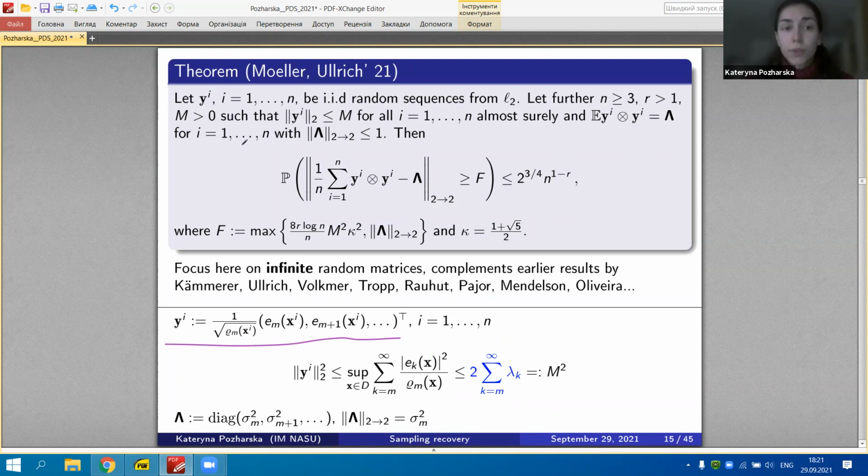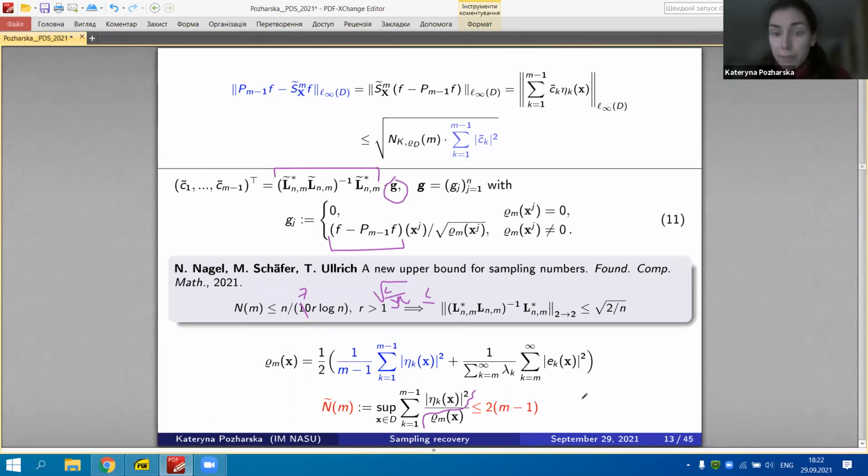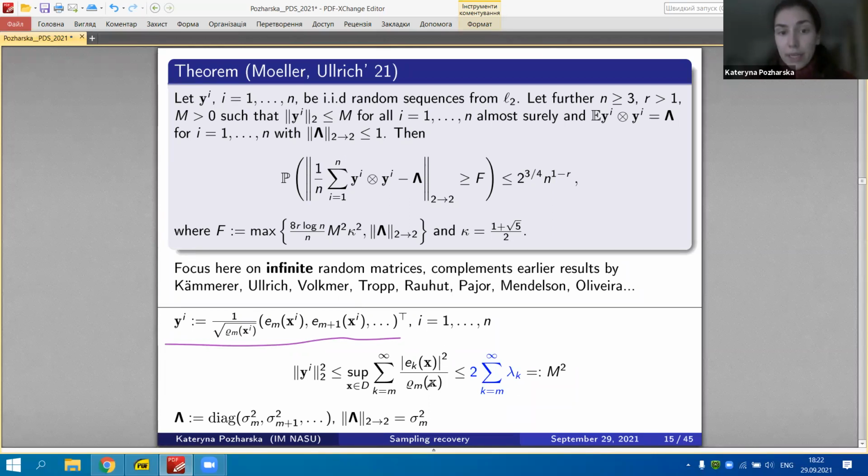So we want to use this theorem, and for this reason we need our y_j to be bounded by some constant. And the choice of our weight function, namely the second term, will help us to do this, because we put instead of this rho the second term, and have the sum of singular numbers squared, and the sum is finite, under the finite trace condition of the kernel and also under the condition that our kernel is bounded. So all the conditions of this theorem are fulfilled, and we can use it to estimate this norm of our G. And just to say that the theorem improves on previous results by Tropp, Rauhut, Pajor, Mendelson, Oliveira, and others for infinite random matrices.